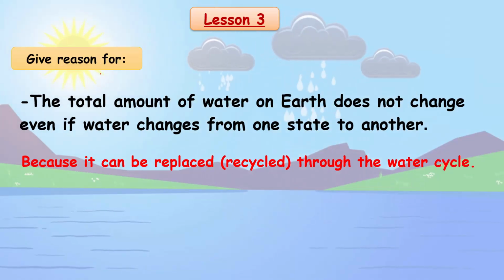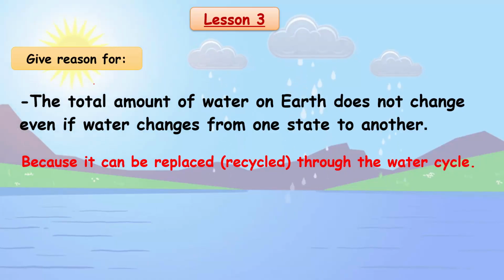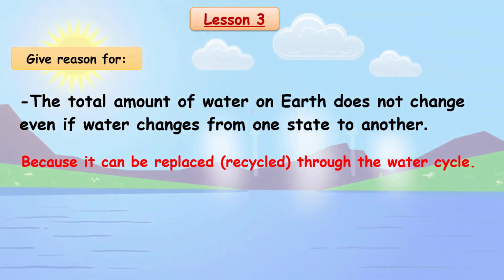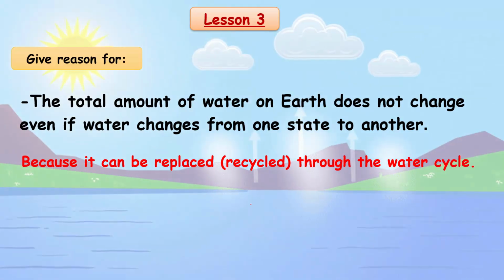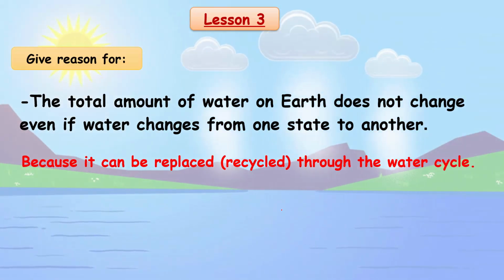Let's begin our lesson by asking a question. Give reason for the total amount of water on earth doesn't change even if water changes from one state to another. In the previous lesson, we talked about the water cycle.